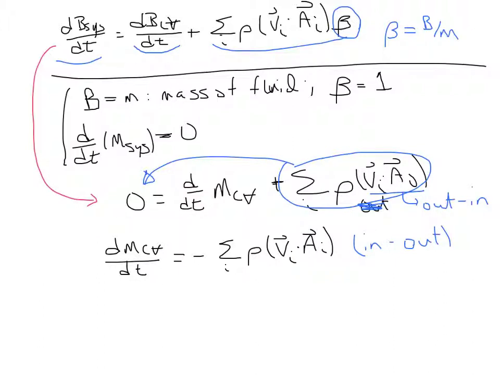So we have the time rate of change of storage is equal to inflows minus outflows, which is what you sort of expect from mass conservation.